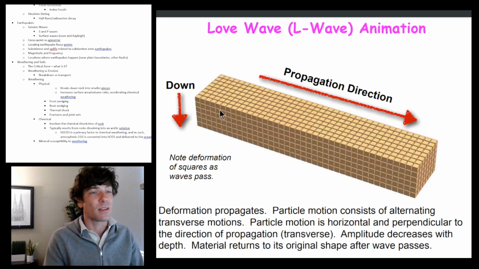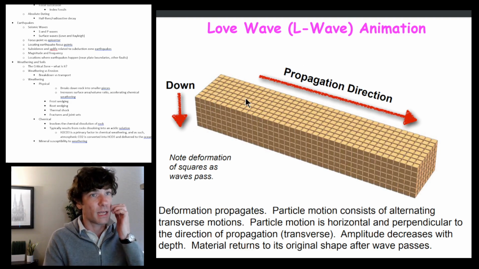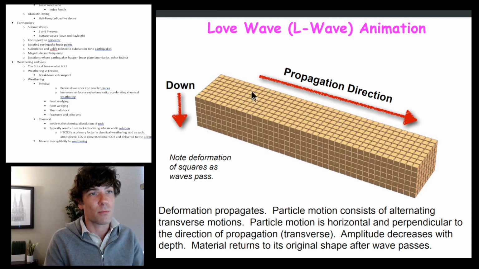The second type is a Love wave. It's similar, but different. It travels at the surface. Like a shear wave, the particle motion is actually perpendicular to the direction of propagation. So in this case, with Love waves, particle motion goes back and forth, sideways.